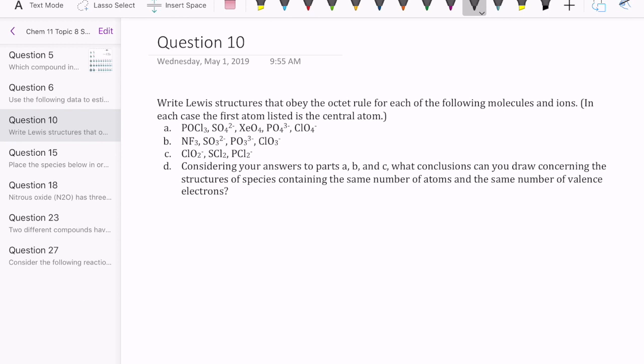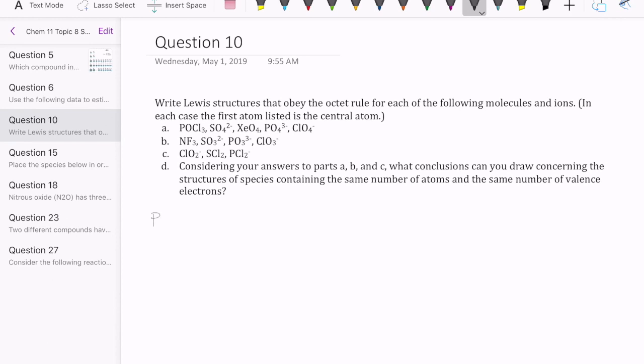So if you look at part A, we'll start with the first one, POCl3. Just remember with Lewis structures, we start with the valence electrons. In this case, we have 5 for phosphorus, 6 for oxygen, and then 3 times 7. So we end up with 32 electrons. And we just start drawing. We start with our central atom.